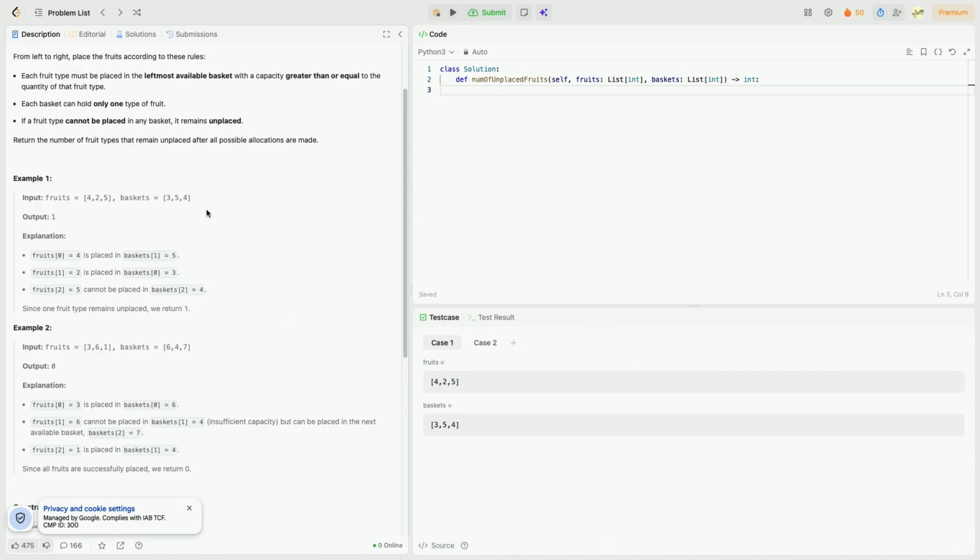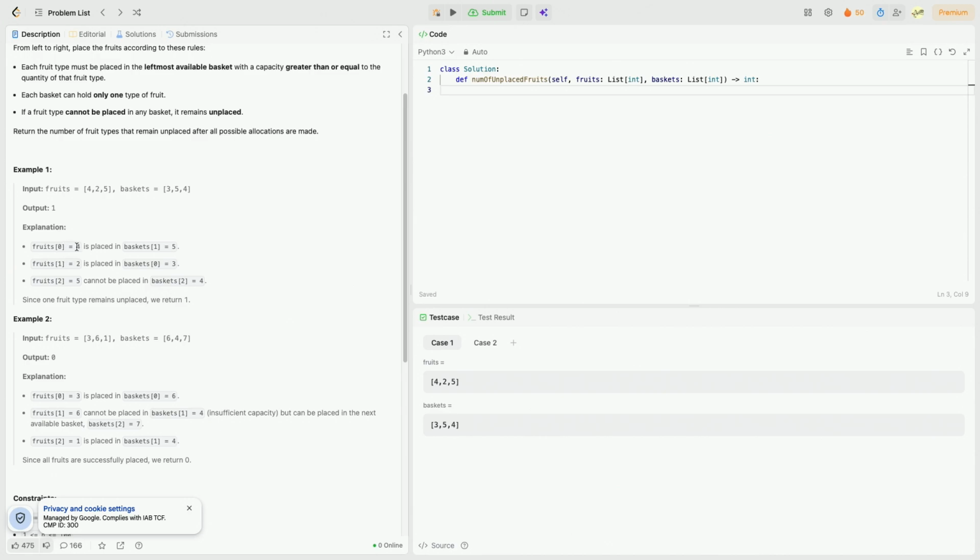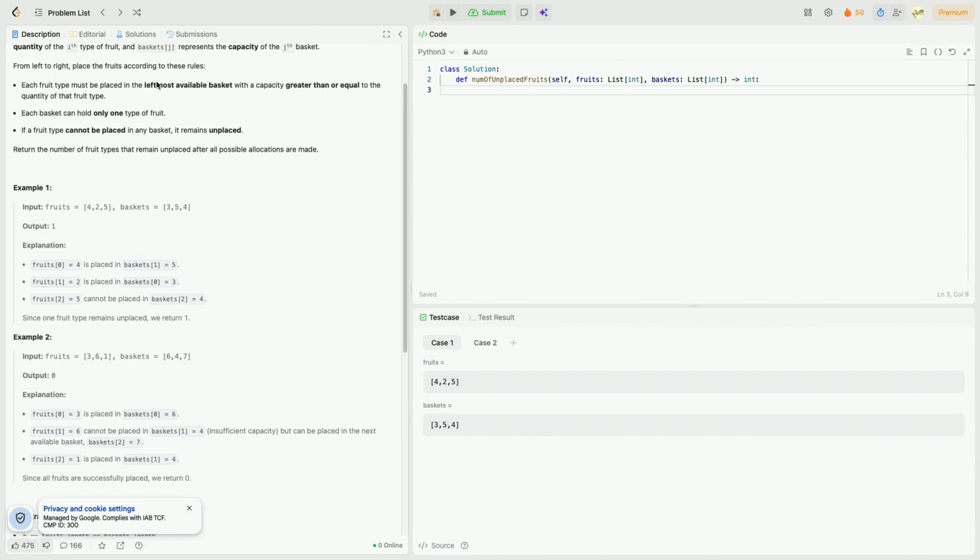Okay, so, right. Fruit 0 is 4. It can be placed in basket number 1, right? 4 fits into basket number 1. Fruit 1, which is 2, can be placed in basket number 3. And fruit 2, which is 5, cannot be placed in basket number 4. Since some fruit type remains unplaced, we return 1. Okay, but I would have chosen it in a different order, but we're not allowed to do that.